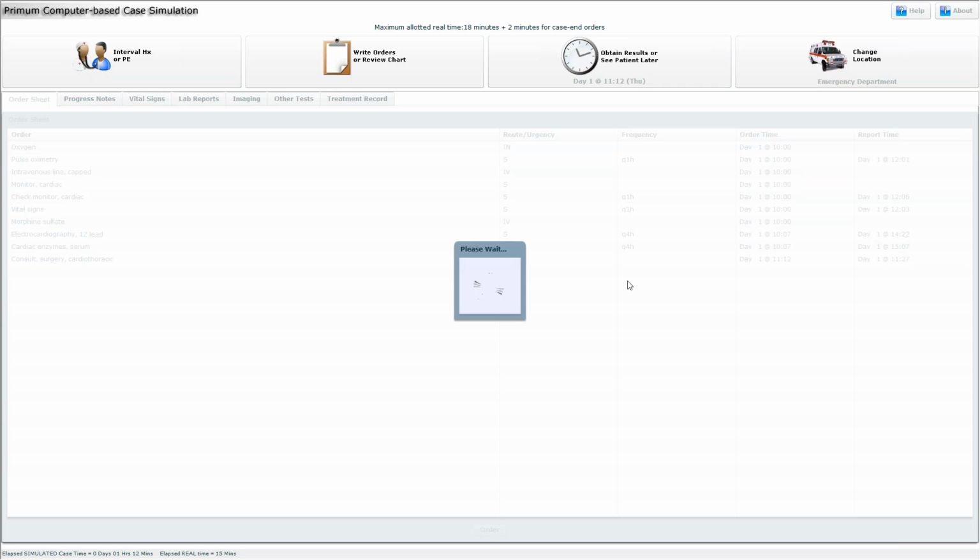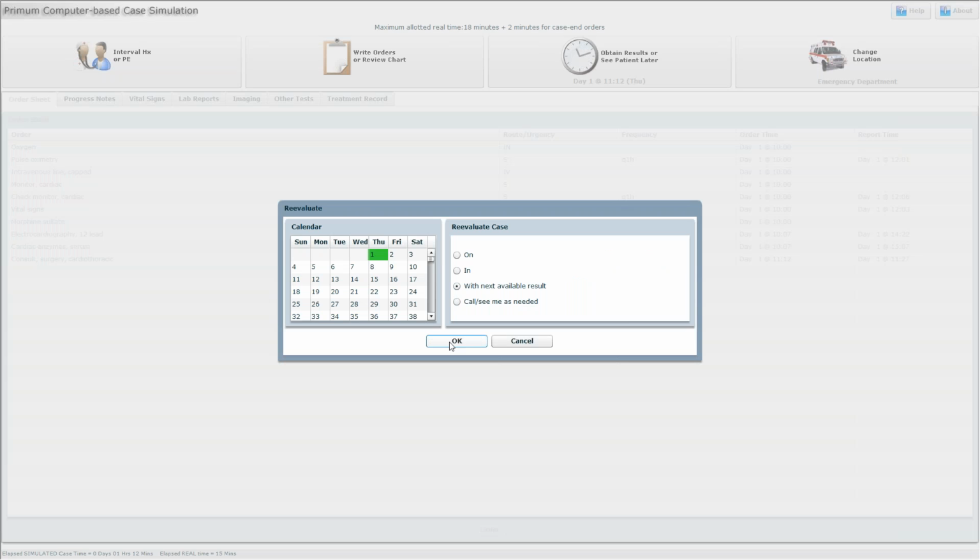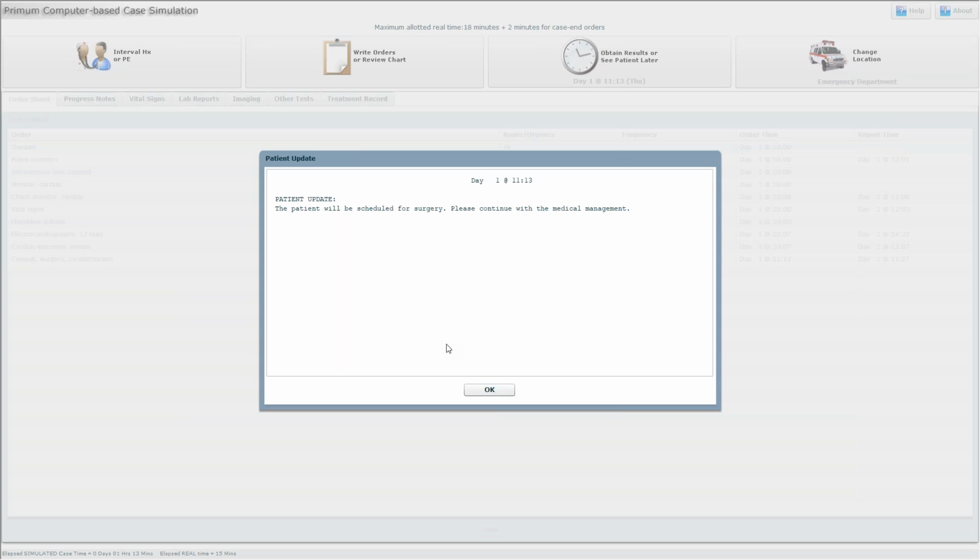So, let's go with the next one. When you don't get the concept right there, it changes. See, a simple sequencing changes the response. The software is intelligent. The response here is the patient will be scheduled for surgery. Please continue with medical management. A simple thing. That's exactly what I want to show you. So sequencing, how important it is.